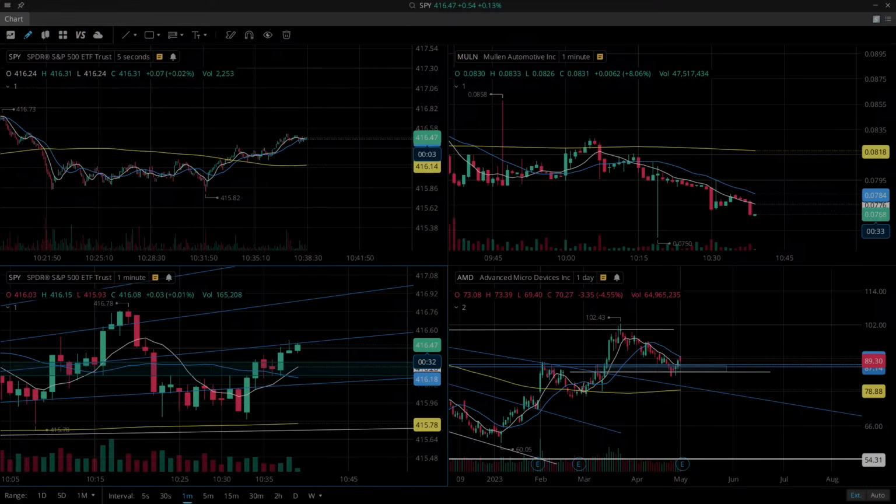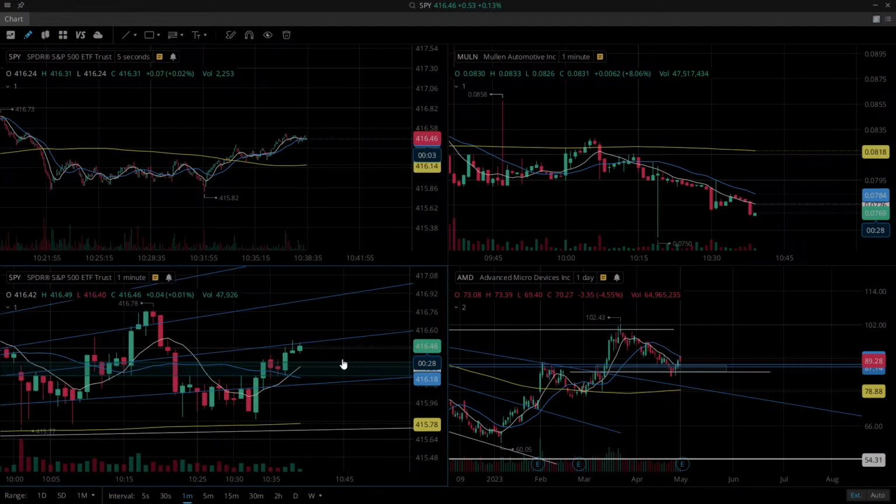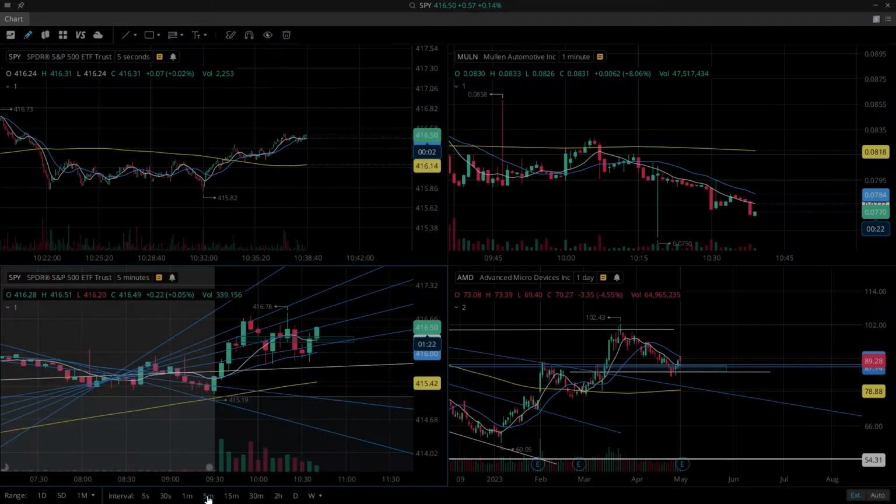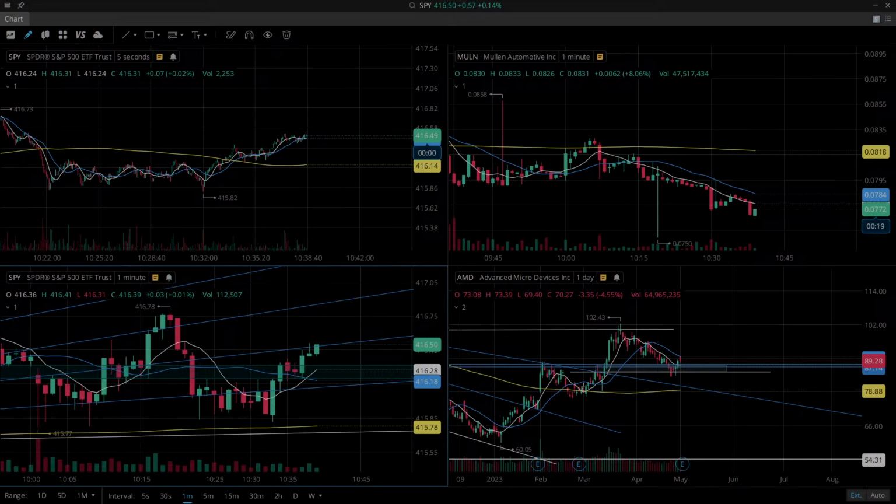I think all in all, we do want to go higher today. VIX and VIX futures, VX, are pushing lower and lower and lower, and a lot of times that leads to a good move. We just got to see some follow through, of course.